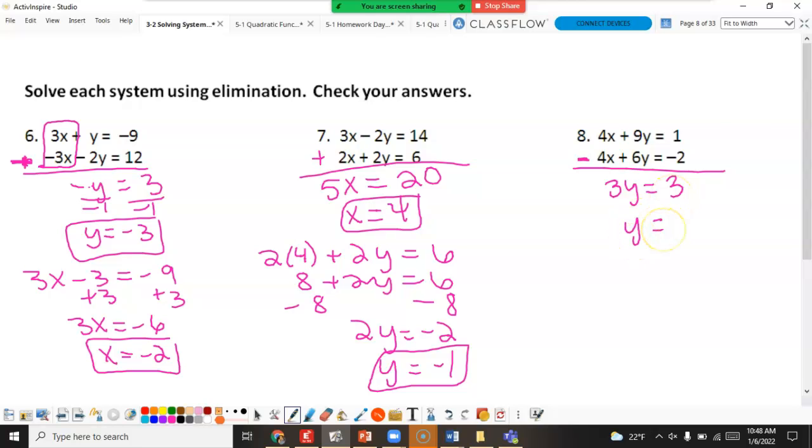So y equals positive 1. Because I think x is... Okay, so now take that positive 1 and plug it back in anywhere you want.